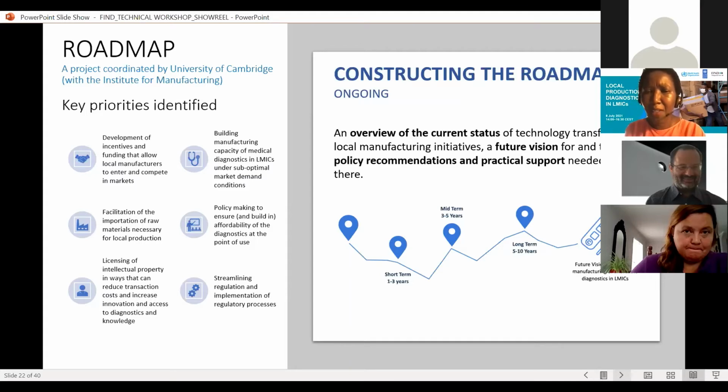of manufacturing capacity and the facilitation of the importation or the supply of the materials necessary for production, the creation of an enabling policy environment, and then understanding the intellectual property landscapes that govern all of these in order that transaction costs could be reduced, innovation and access could be increased, and the process of engaging with the regulatory pathways would be streamlined for all policymakers and also then for manufacturers. Next slide.